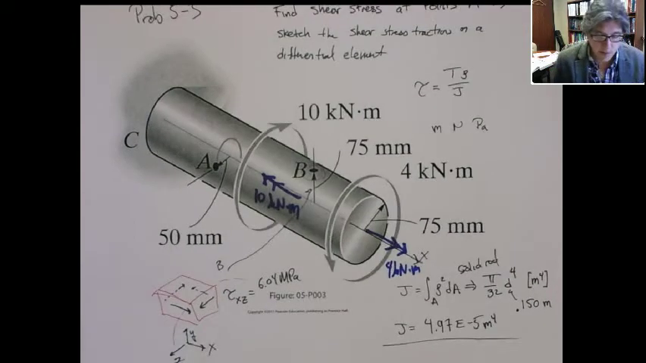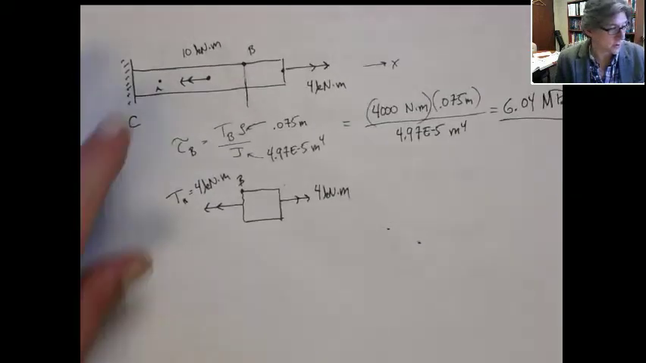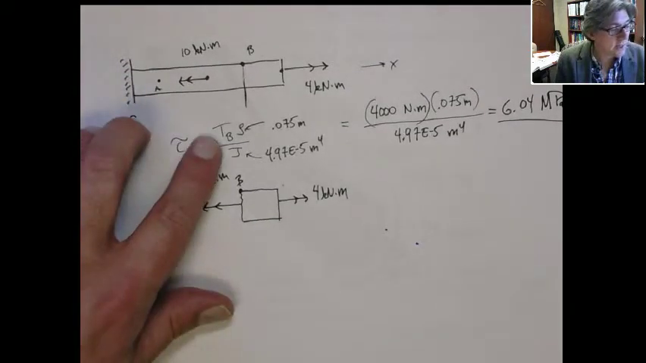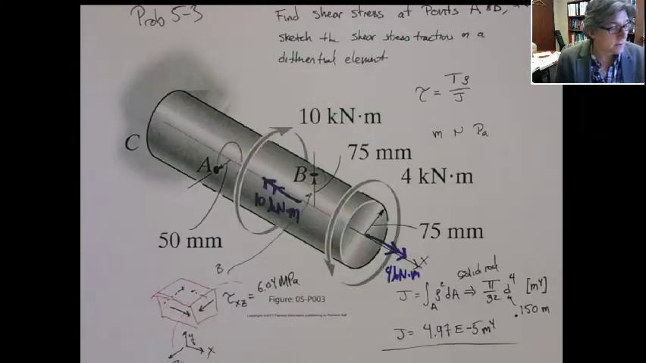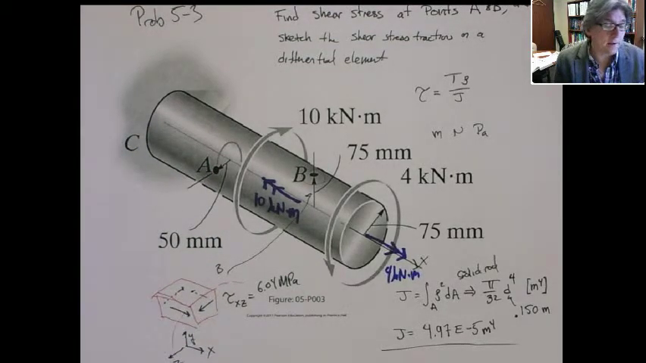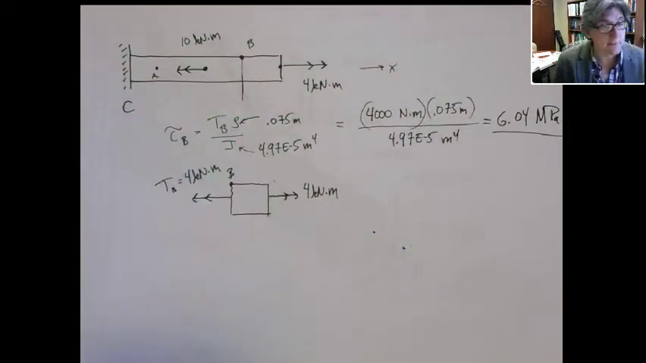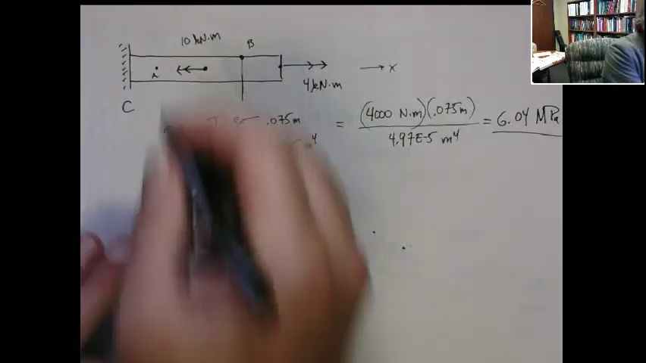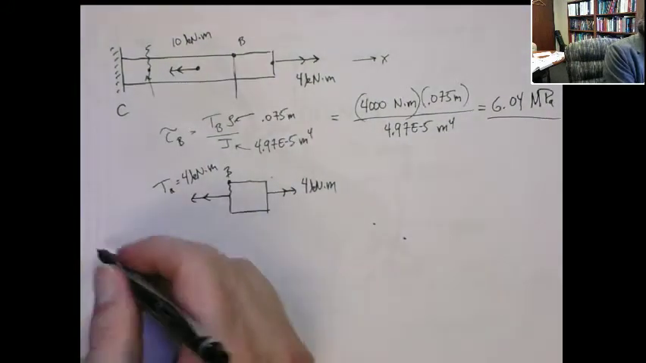All right, let's do the same thing, but for point A. So let's go back and do point A. So this point. Now, we still have the same J, but in this case, point A is not at the outer radius, it's at 0.05 meters, or 50 millimeters. So rho is going to be 0.05, and the internal reaction torque is going to be different, right? So we have to take this cross section here.